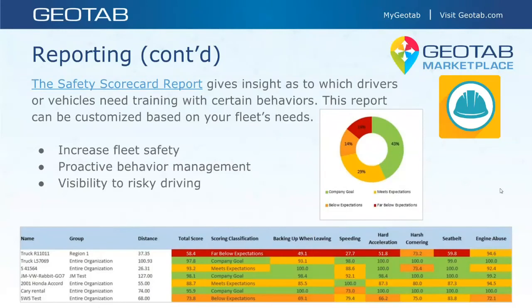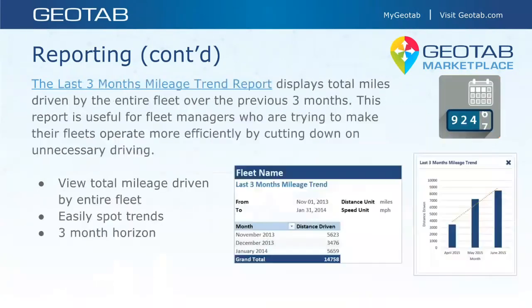This, for example, is the safety scorecard that we have. So this is looking at all these different rules: backing up when leaving, speeding, hard acceleration, harsh cornering, seatbelt, engine abuse. So we're taking all of that data and all of that behavior, and we're boiling it down to a single number. We're giving each driver a score. And based on that score, where do they fit within our expectations of driver behavior? Are they meeting our expectations? Are they below? Are they far below?